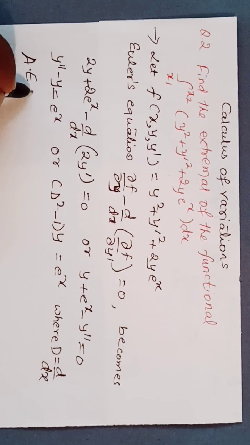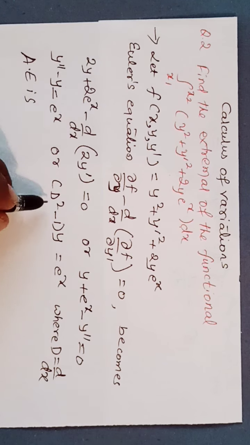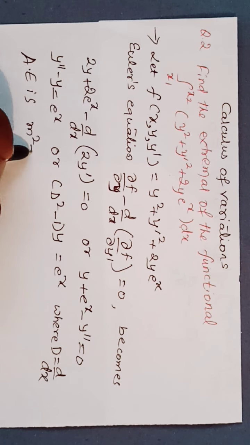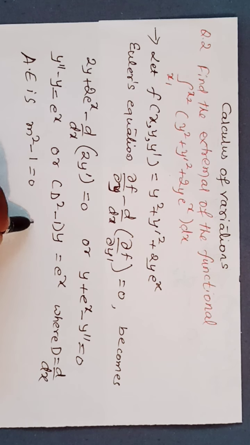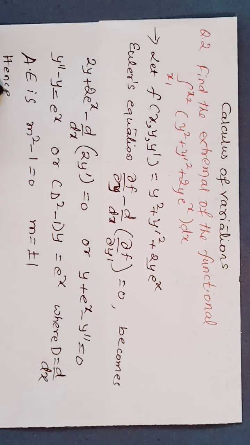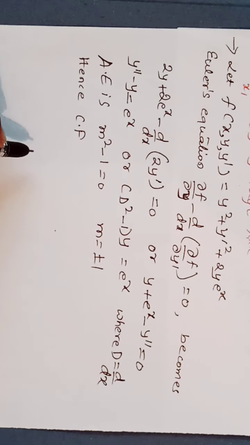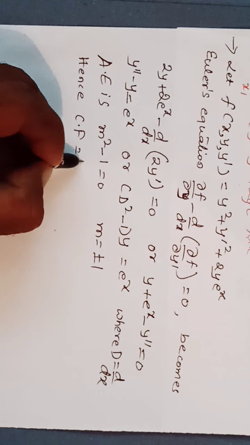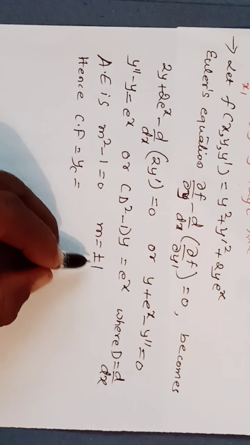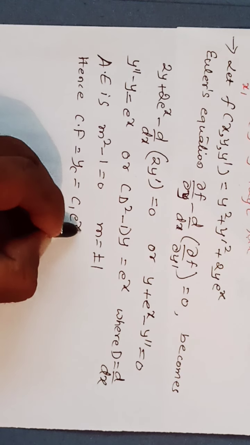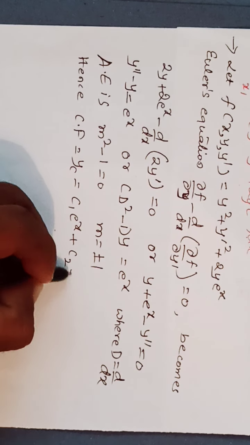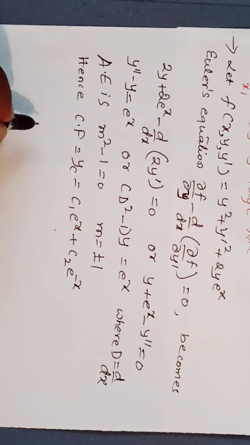Now the auxiliary equation is m square minus 1 is equals to 0. You already know this one. So m is equal to plus or minus 1. Hence the complementary function is y of c is equals to, roots are different, that means c1 e raised to x plus c2 e raised to minus x.